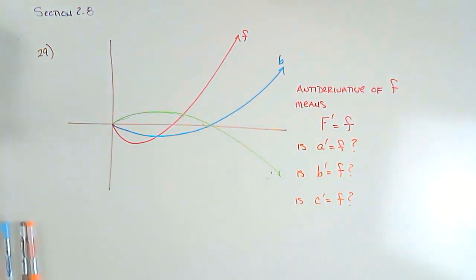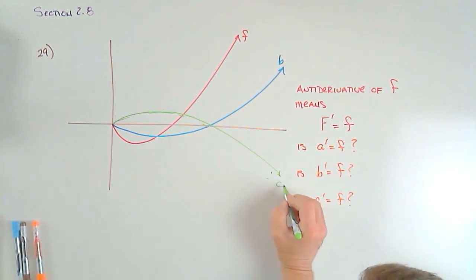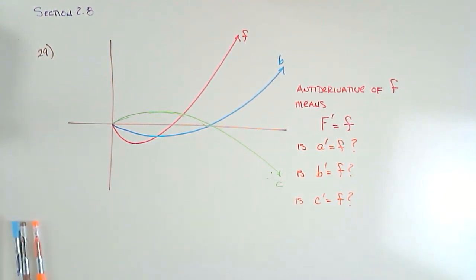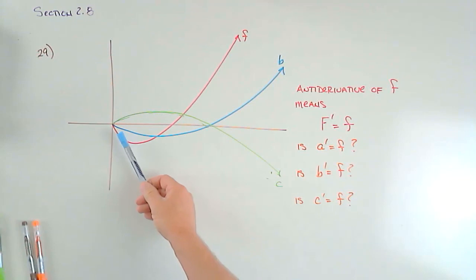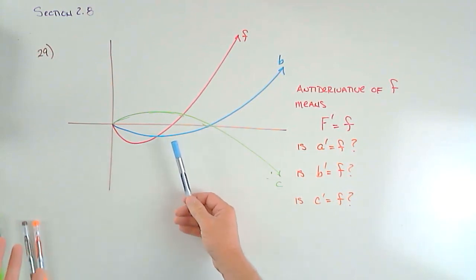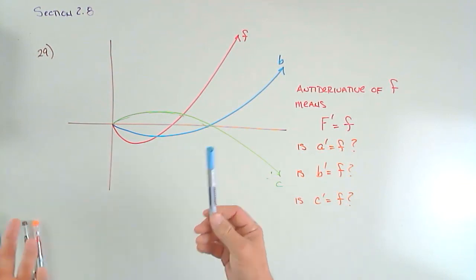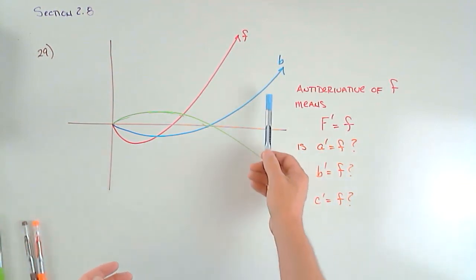Now, what do we know about B and C? And why did I not draw A? Well, I didn't draw A because we'll start with B and C. The derivative of B is the slope of B. That's the derivative of B. Derivative of B means the slope of the blue graph.